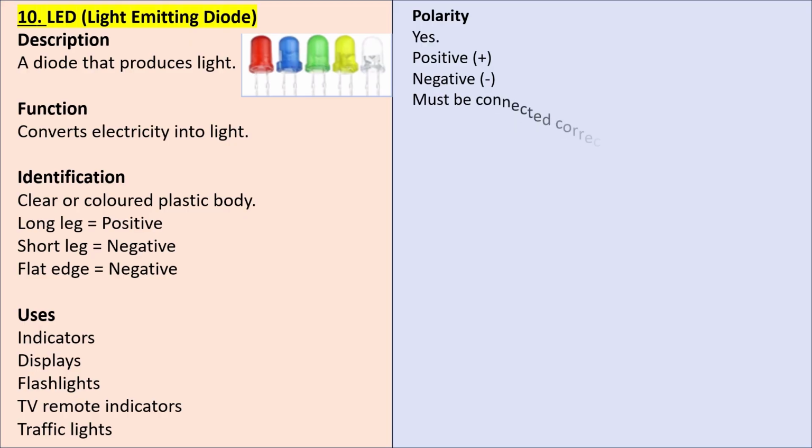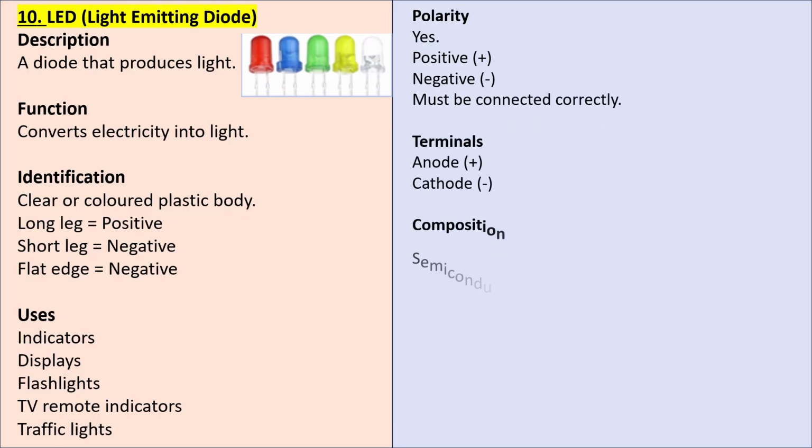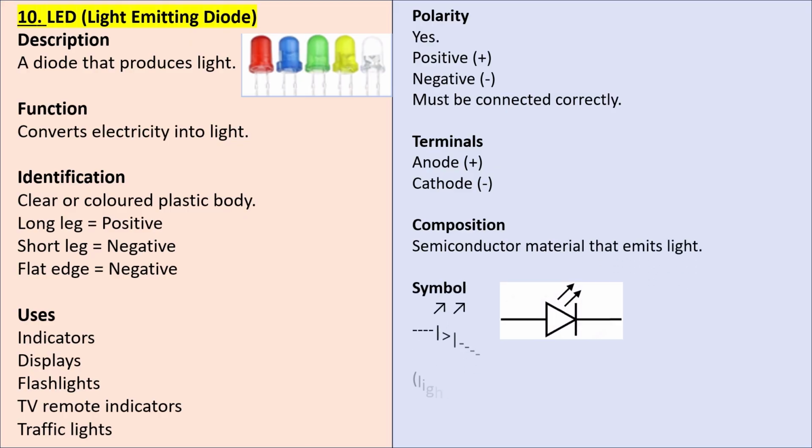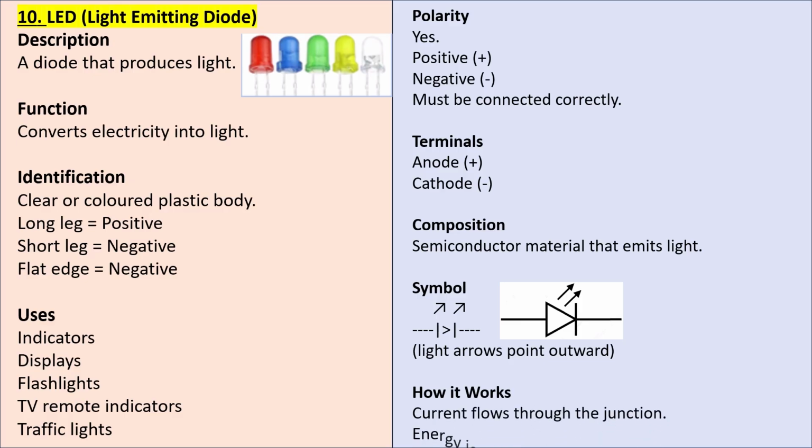Polarity: yes, positive and negative. Must be connected correctly. Terminals: anode positive, cathode negative. Composition: semiconductor material that emits light. Here you can see the symbol, the arrows point outward. How it works: current flows through the junction, energy is released as light.